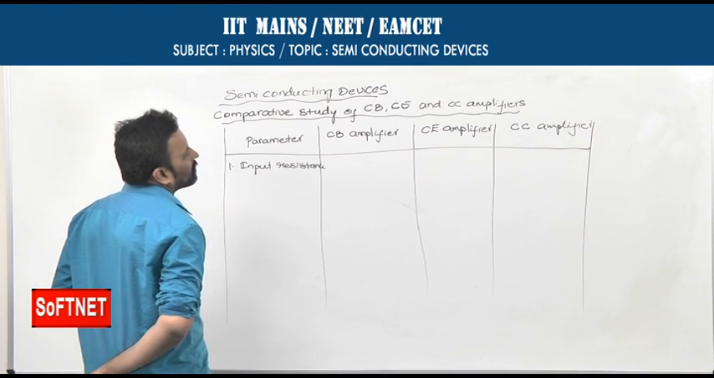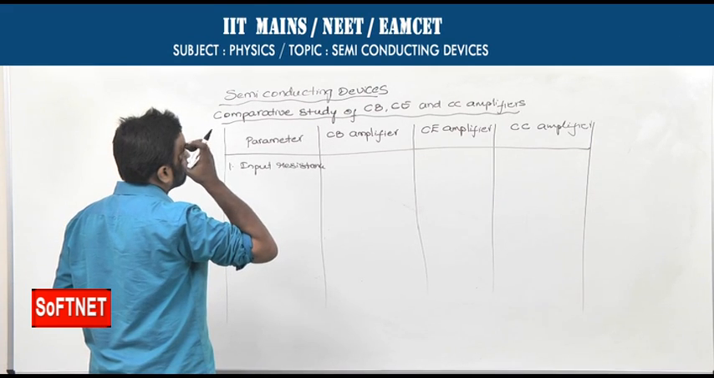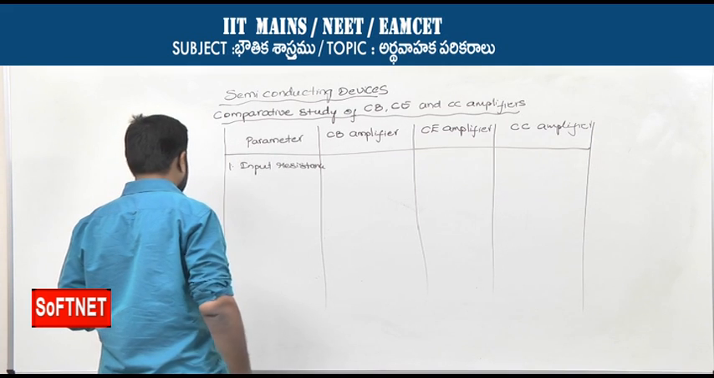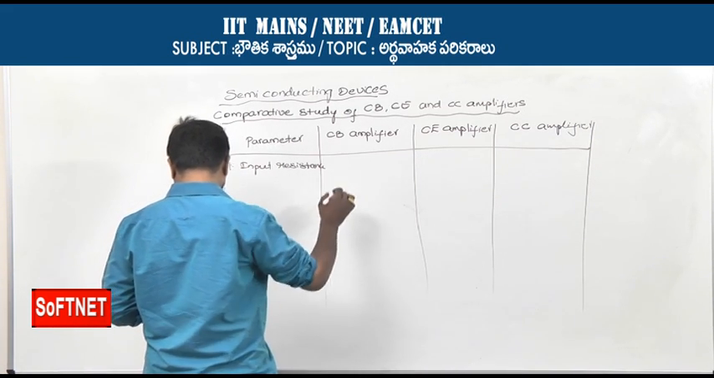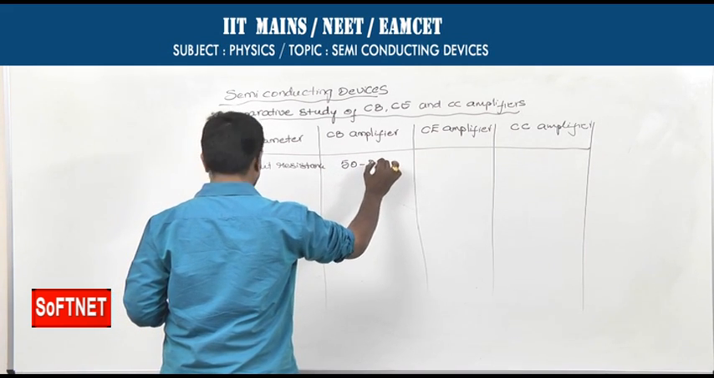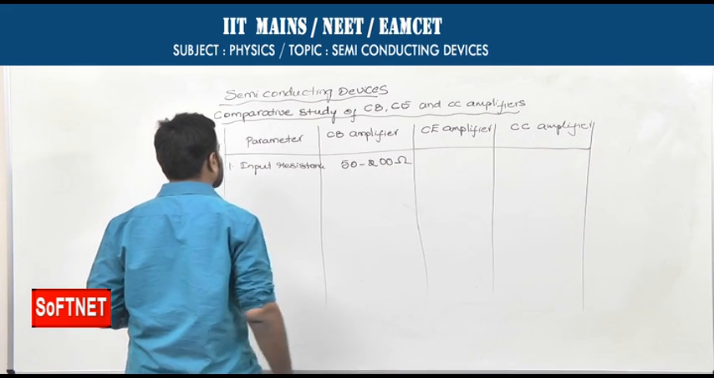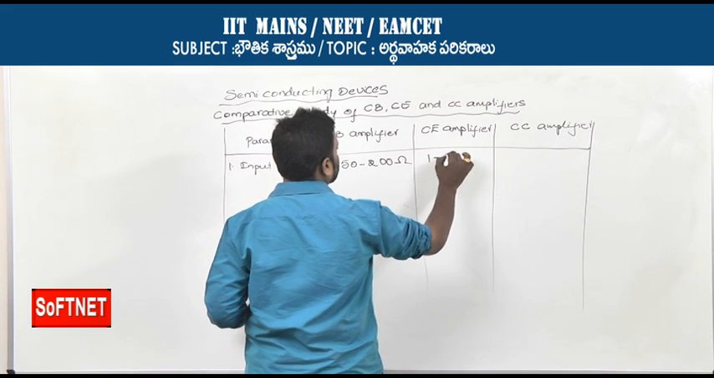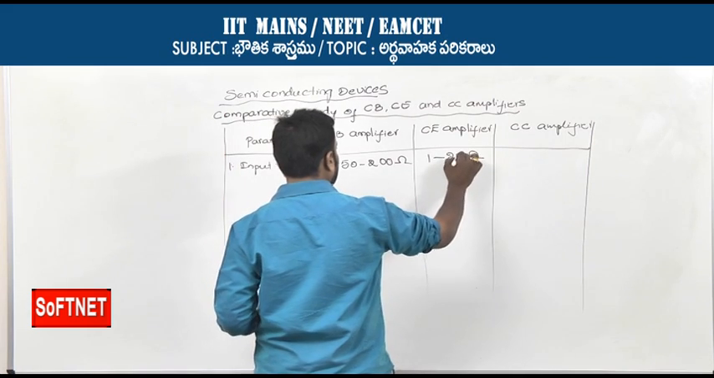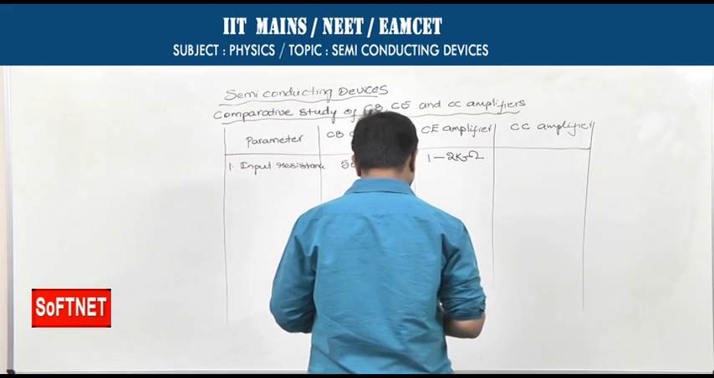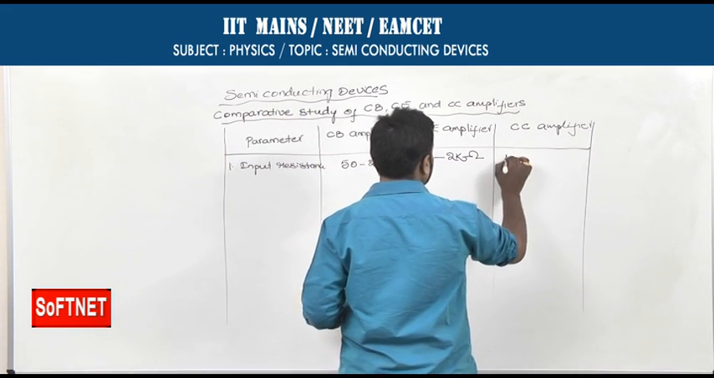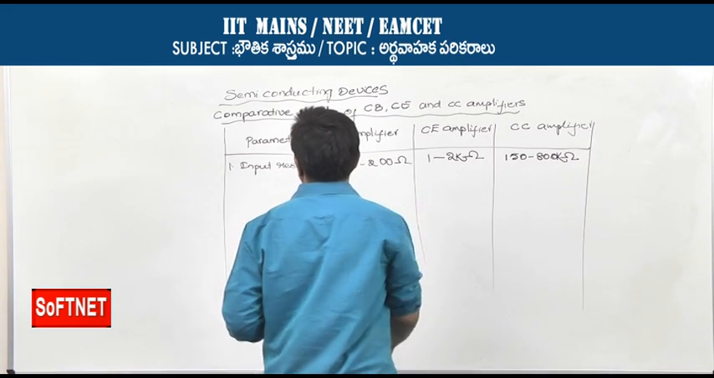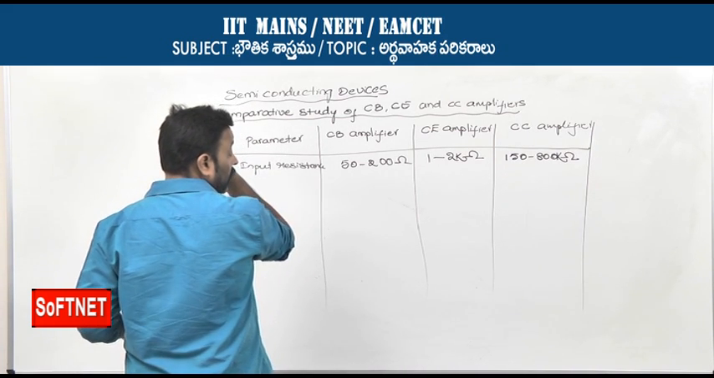The comparative study for common base, common emitter and common collector amplifiers is shown in this tabular column. First, the parameter. The first parameter is input resistance. In case of common base amplifier, this input resistance is minimum, which lies from 50 to 200 ohms. For common emitter amplifier, it lies between 1 to 2 kilo ohms. While in case of a common collector amplifier, this input resistance lies in between 150 to 800 kilo ohms. This is the parameter input resistance in case of all these three amplifiers.